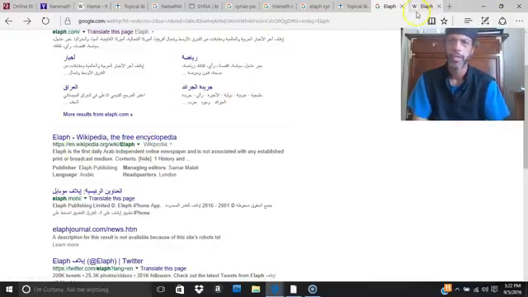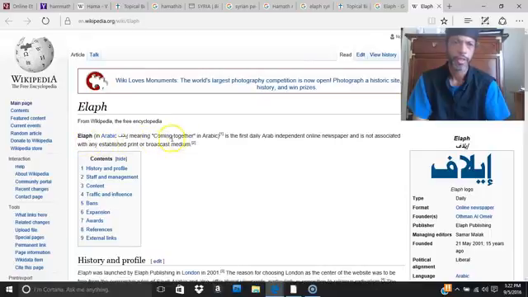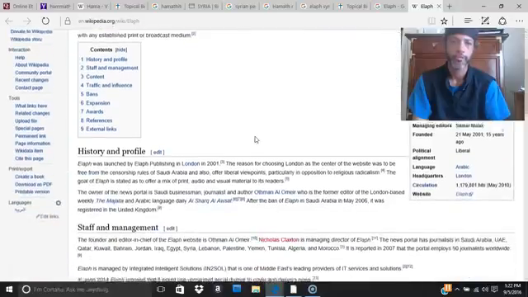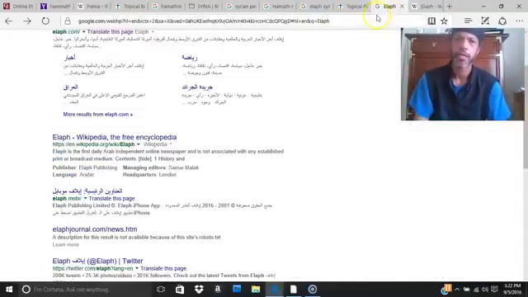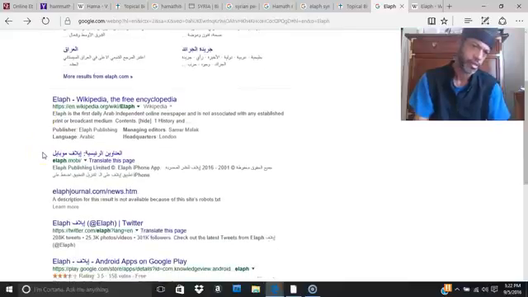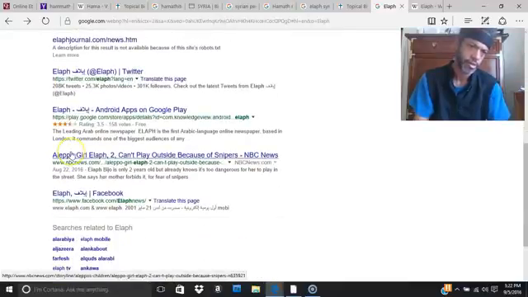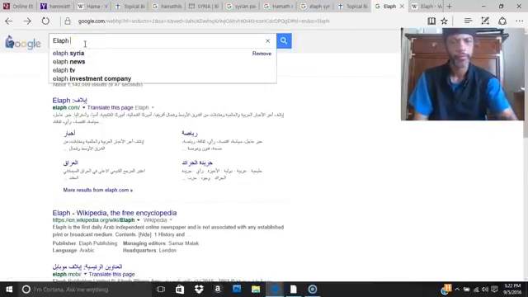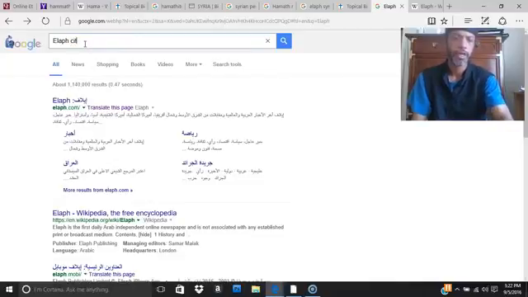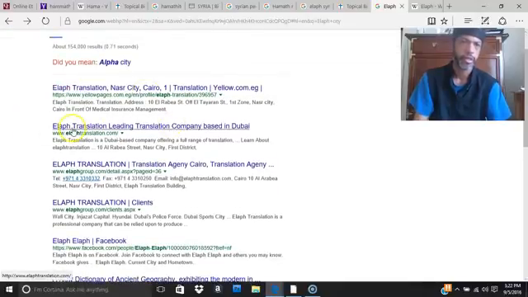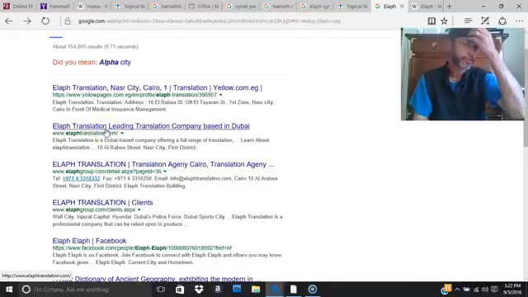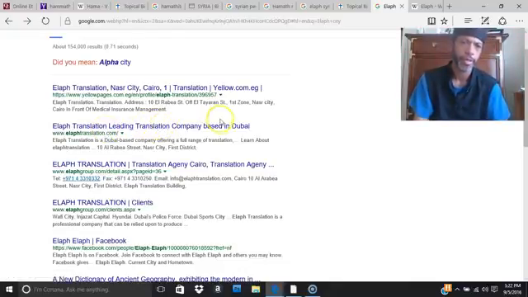All right. Here we have Alaf in Arabic, meaning coming together. It is the first daily Arabic independent online newspaper and is not associated with any established print or broadcast medium. Okay, so there's Alaf as a business. Now again, this is the name of the city that is discussed. Now we already know there's a city named this in Syria. It's already come up. Alaf translation, a leading translation company based in Dubai.